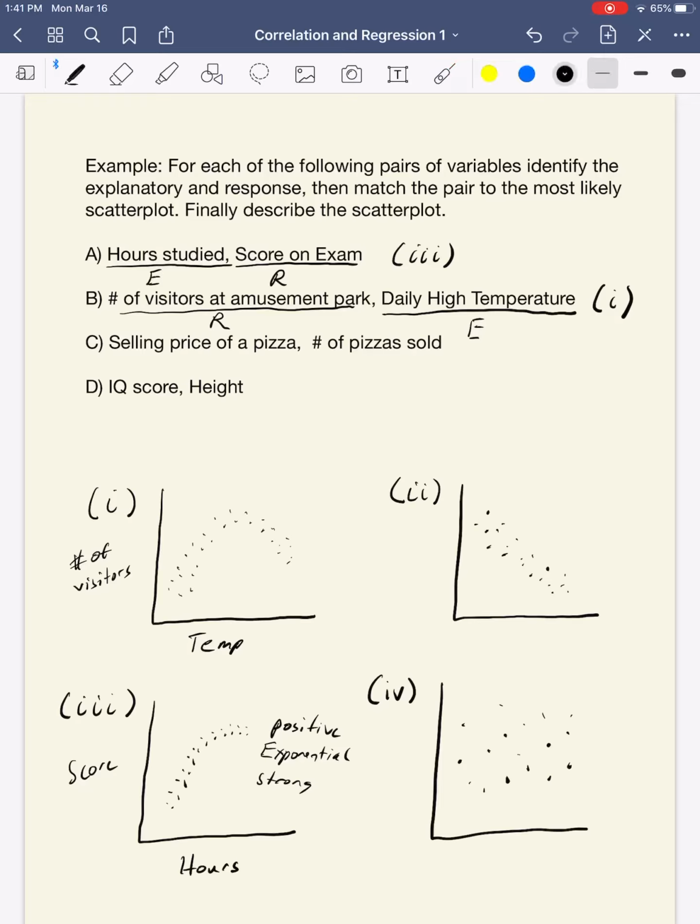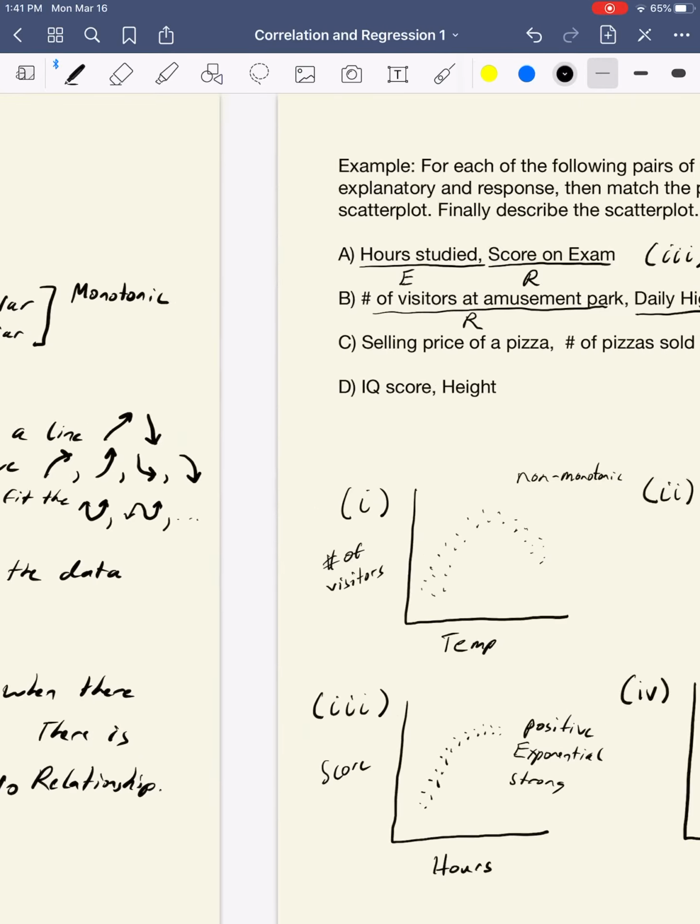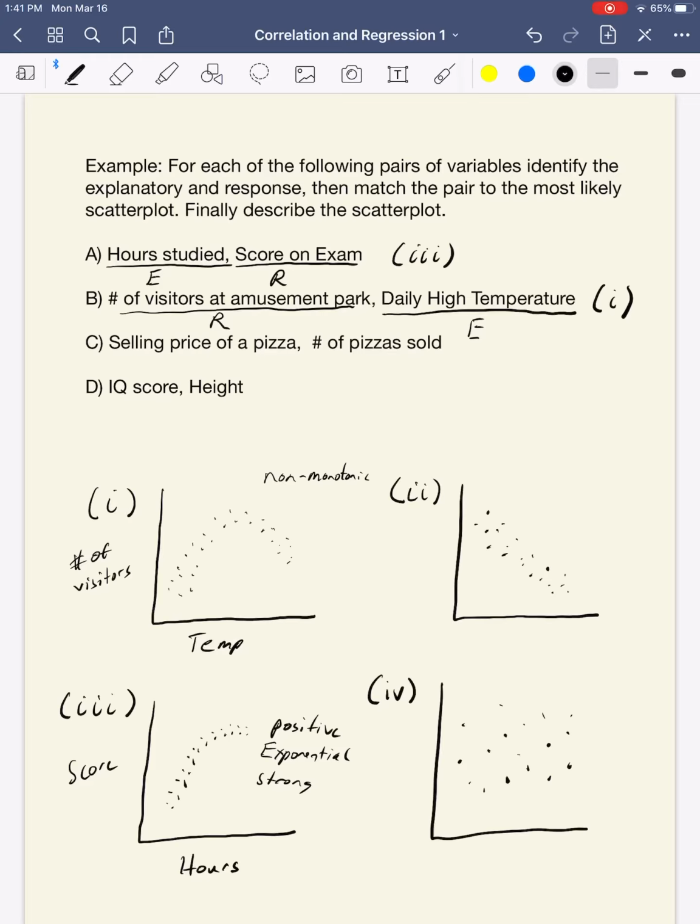How would we describe this? Well, you'll notice that since there's a bend in it and it goes from going up to going down, from going positive to going negative, this would be non-monotonic. And all we mean by that is that non-monotonic means that there is no single shape to this. It starts off by going positive and then becomes negative. So if we wanted to make a little note, it's positively directed and then negatively directed.